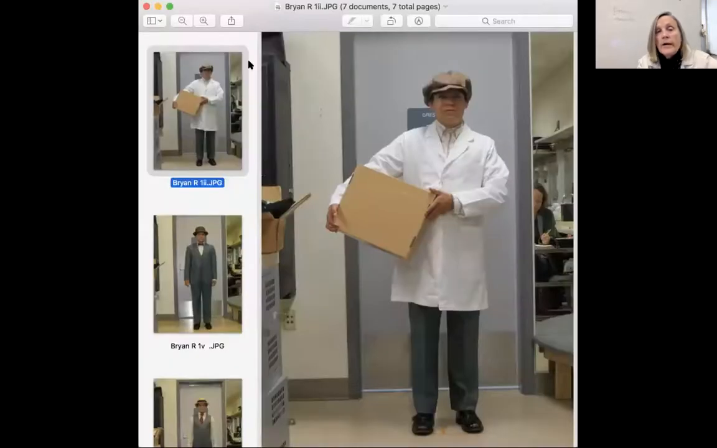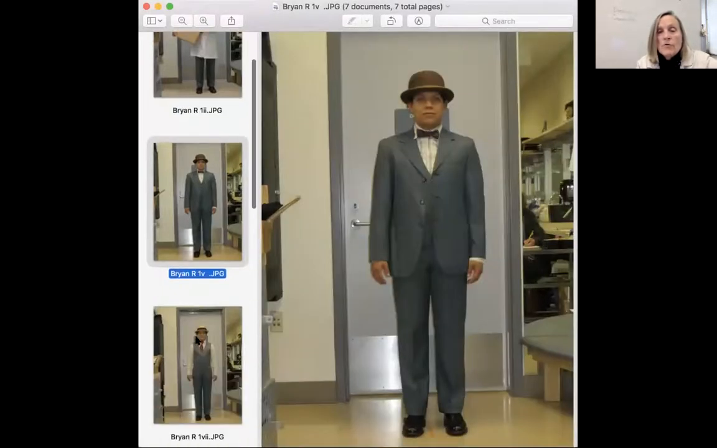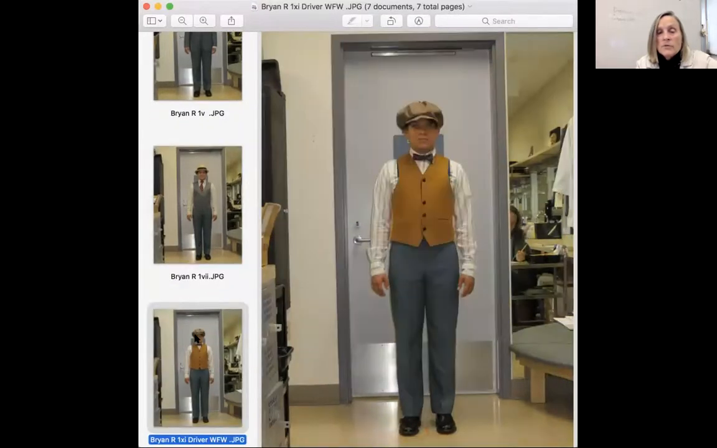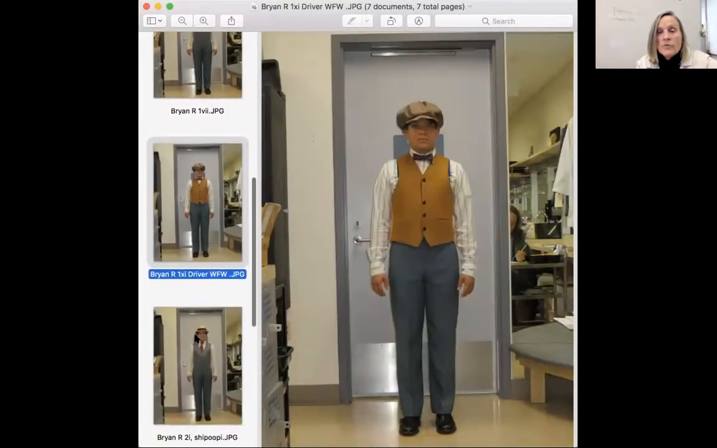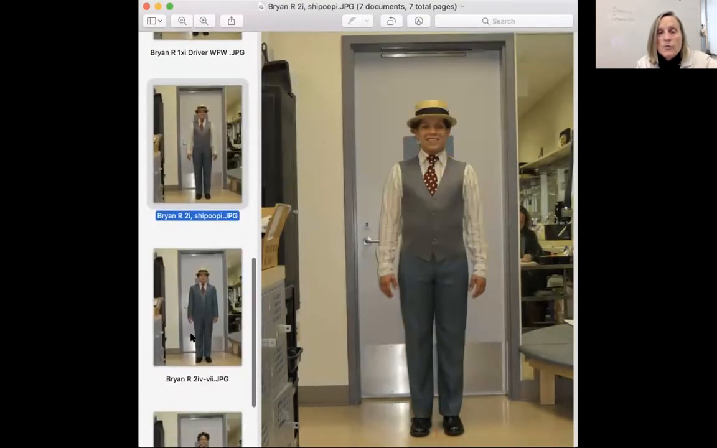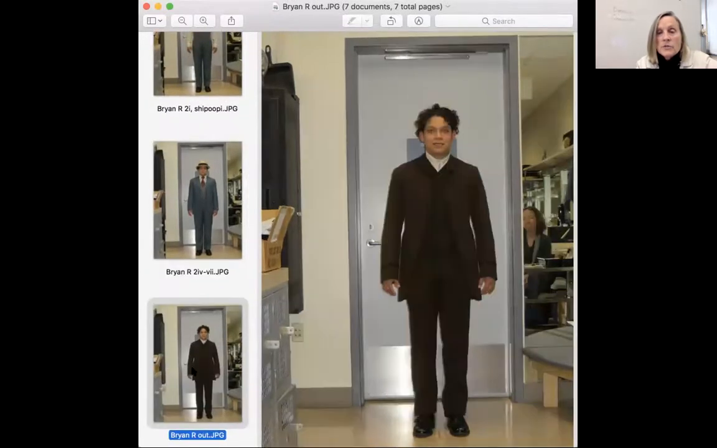And this is Brian, and this is his act one, scene two, and then act one, scene four, act one, scene seven. This is when he's the driver for the Wells Fargo wagon. This is when he is in Shapoopee, then he goes to this for four to seven, and then he goes to this. So those are his basic costume changes. So this is a fitting photo.